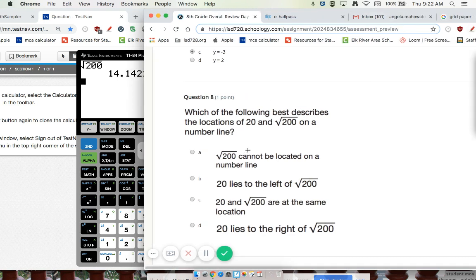So that's not it. And then the next one says 20 and the square root of 200 are the same. No, they definitely aren't. And then the last one says 20 lies to the right. And yeah, because the square root of 200 is what, 14 something? And so 20 is going to lie over here to the right. Look at my 2's, they're ridiculous. Okay.